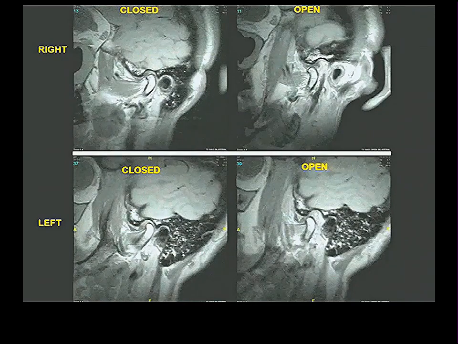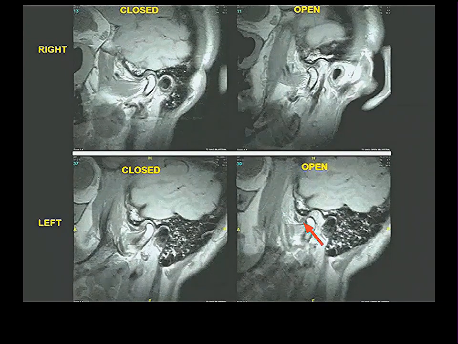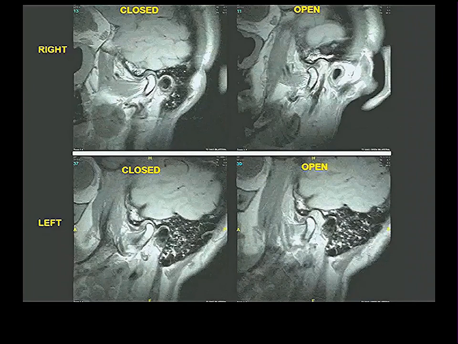This is fine. When I open my mouth on the right side, here's the posterior band, here's the anterior band, here's the intermediate zone, which is always between the condyle, the head of the condyle, and the articular eminence normally. Here is my posterior band, intermediate zone, anterior band. There is nothing of the disc at all between the head of my mandible and the articular eminence. The disc is completely dislocated anterior.